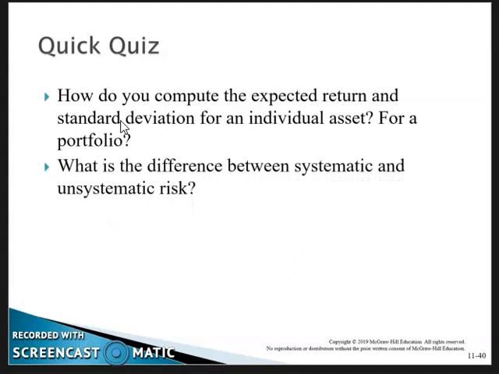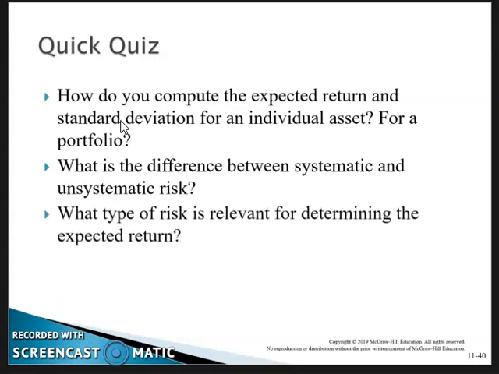What is the difference between systematic and unsystematic risk? Systematic risk is the market risk. That's a risk that cannot be diversified away. Unsystematic risk is firm-specific and industry-specific risk that can be diversified away. Which type is more relevant for determining expected return? Systematic risk, because you cannot diversify that risk away.